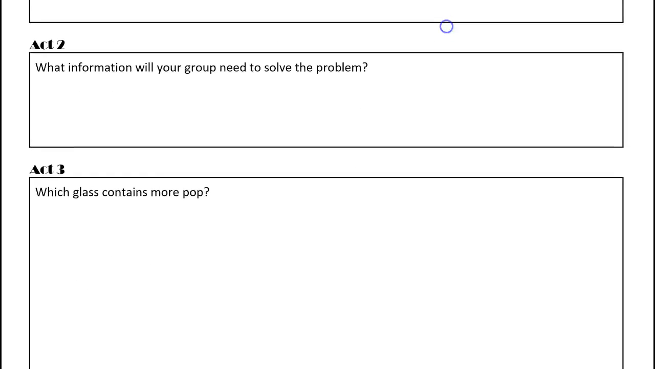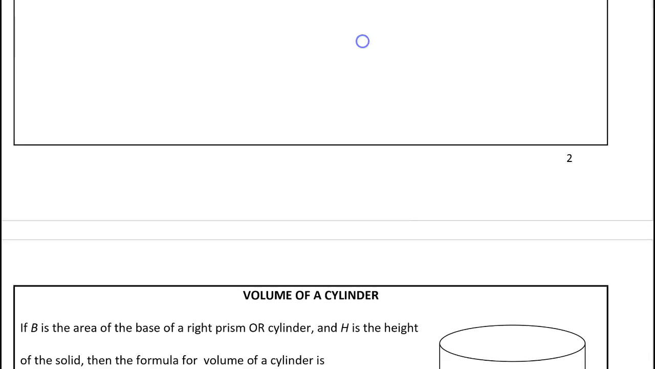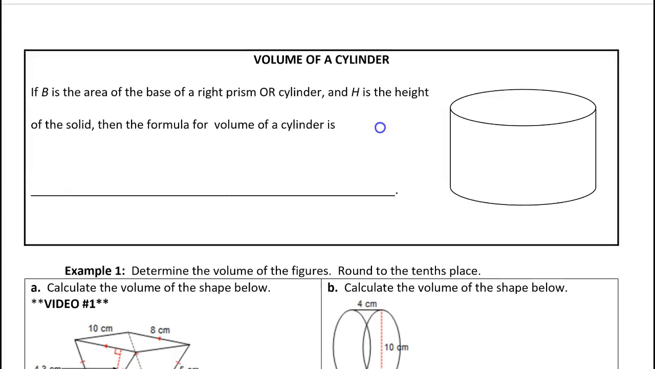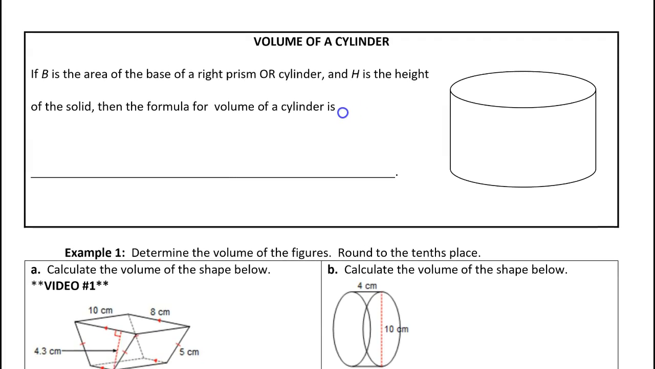Let's skip past this page and move on to the volume of a cylinder. My cylinder here has a circle on the top, and we also have a circle on the bottom. If we find the center of these circles, any segment from the center to the circle would give us the radius. So there's a radius on the top circle, and here's a radius on the bottom circle.